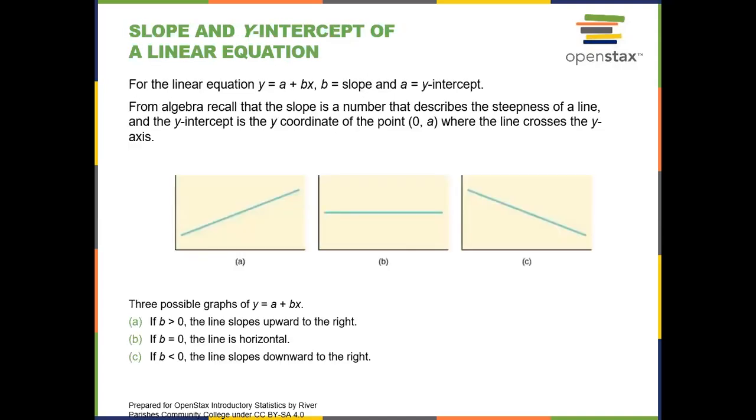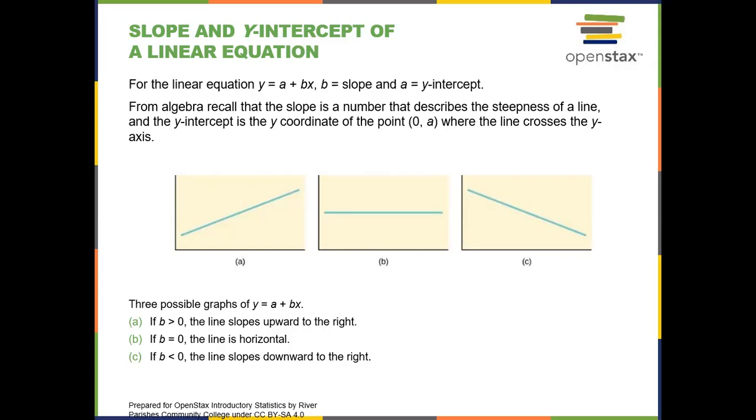For the linear equation y equal to a plus bx, b is the slope and a is the y-intercept. From algebra, recall that the slope is a number that describes the steepness of a line. Rise over run. If your slope is positive and greater than 1, then your rise is greater than the run. And the y-intercept is the y-coordinate of the point (0, a), 0 because on the y-axis the x value is always 0, where the line crosses the y-axis.